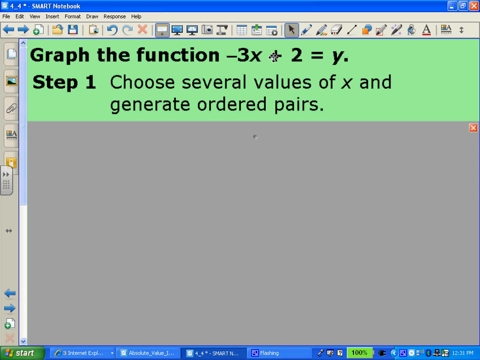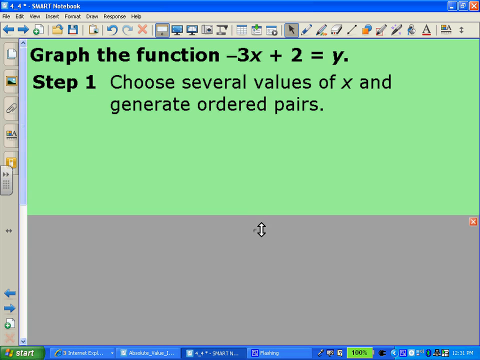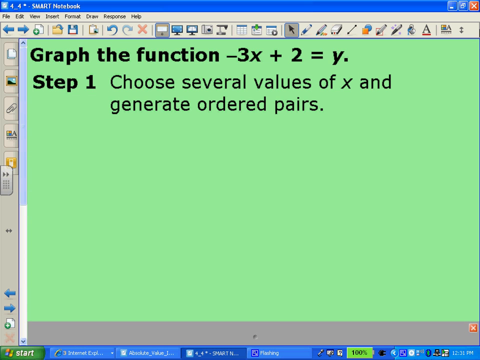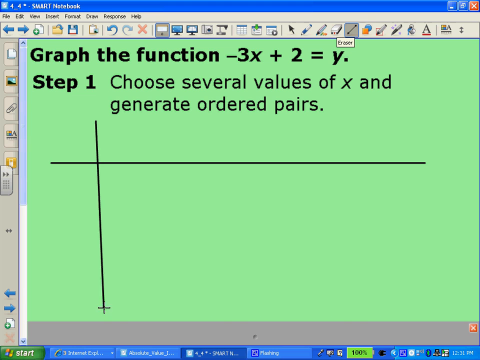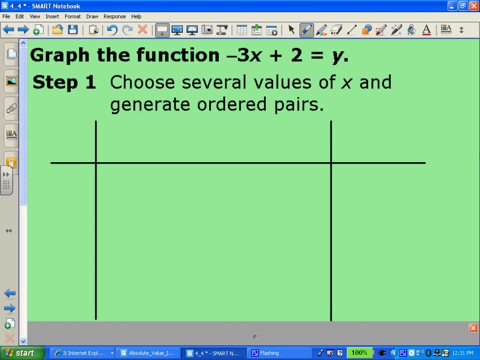So let's look at an example here. Now this one is already solved for y, so I don't have to worry about solving it for y. So then I'm just going to create a table. So let's go ahead and do that. I'm going to put my x values over here, my work in the middle, and then my ordered pairs. So here's my x values. I have y equals negative 3x plus 2, and then my ordered pairs.